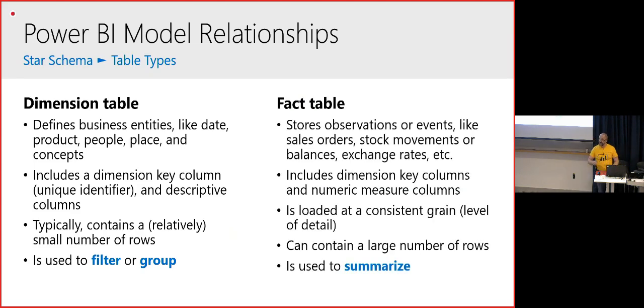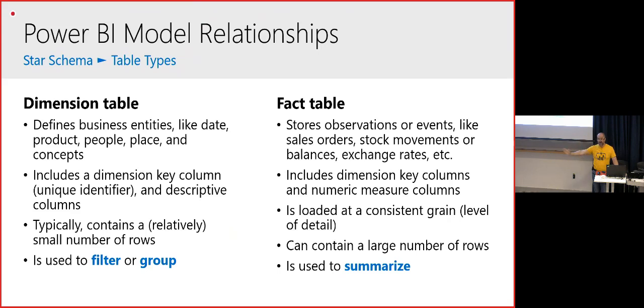Fact tables, remember the center of the star, store data like observations or events, like sales orders, stock movements, temperature observations, currency exchange rates. They will include the dimension column, and they will include values that you will summarize. Their purpose in Power BI is summarization, right? So there's three things that happen at query time. We filter, we group, and we summarize the data in the model. Every visual on a report page does this. Understand that. Filter, group, summarize.